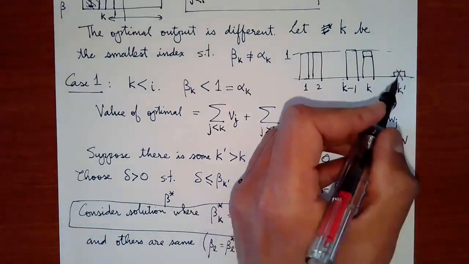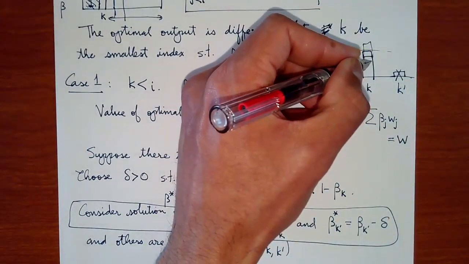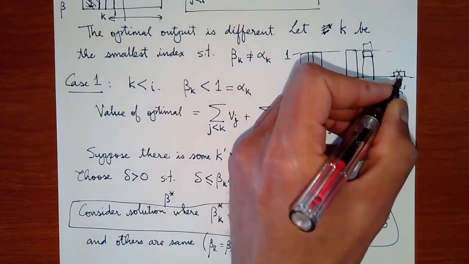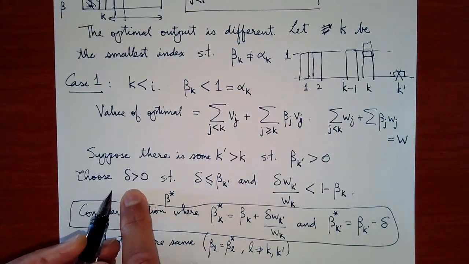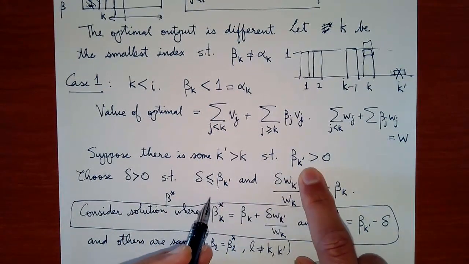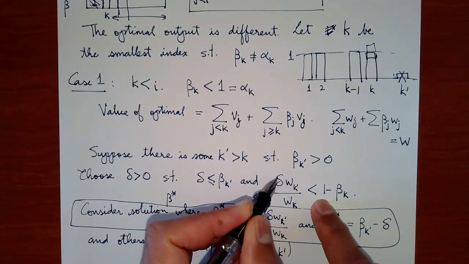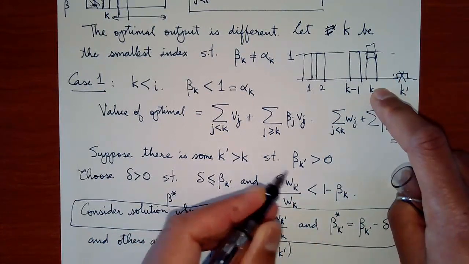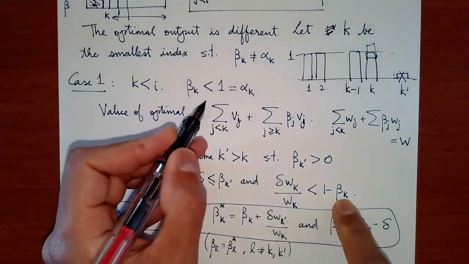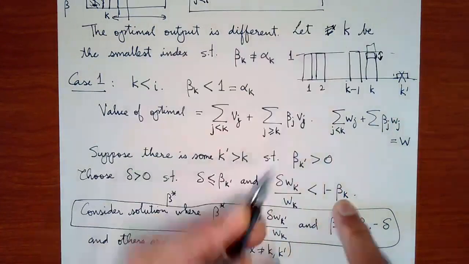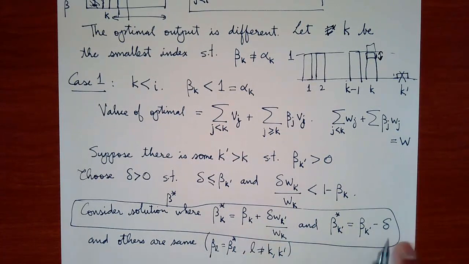Why am I saying delta? Because maybe you can't take everything away. Because if you took everything away and tried to put it here, you might go beyond 1. So you have to be careful. So let's take a little bit away and put a little bit over there. So choose some delta greater than 0, with delta less than or equal to beta k prime, such that the weight of the things I take away, divided by the weight of what I'm putting it in, so this is the fraction that I'm going to put back in, is less than 1 minus beta k, which is what's left in k. 1 minus beta k is what's left. So I'm going to add that to k, and I'm going to take away delta from k prime.